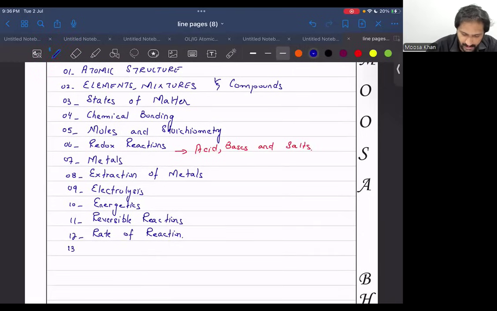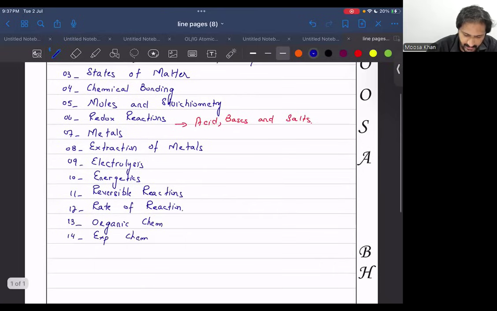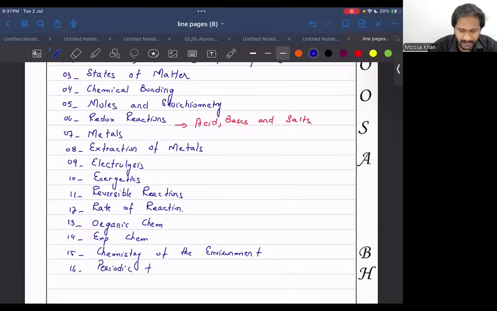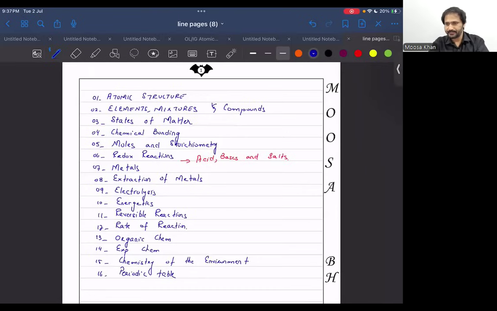Then organic chemistry, of course. Then we have experimental chemistry, and finally we're gonna study chemistry of the environment. And in the end, we may have to discuss some of the reactions from the periodic table. So this is how we have broken down our syllabus into 16 chapters. This is how we will proceed. Right?